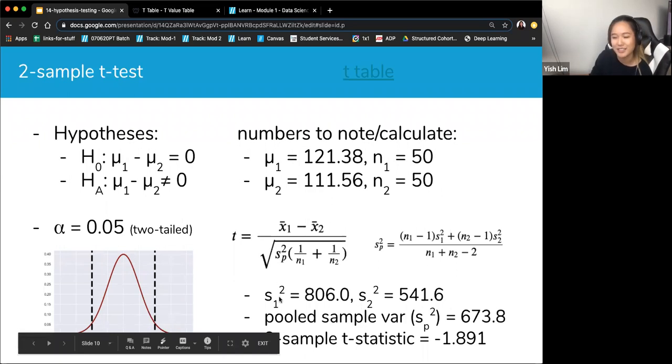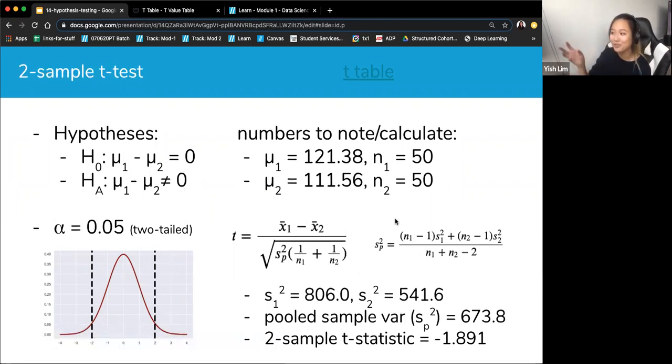When it's squared, it's a variance. So the variance for each sample, here I have 806 and 541. Plug these values into the pooled variance formula, got a pooled variance of 673.8, plug that into the T-statistic formula and we got our 2-sample T-statistic to be negative 1.891.